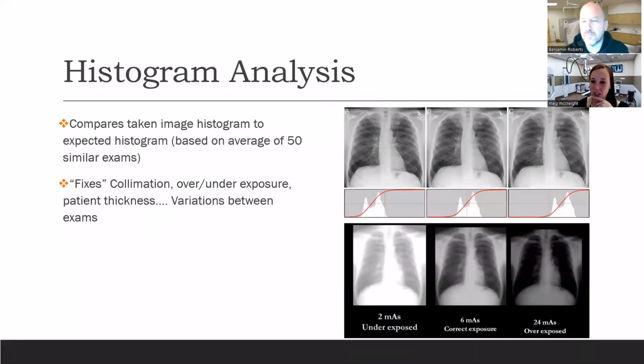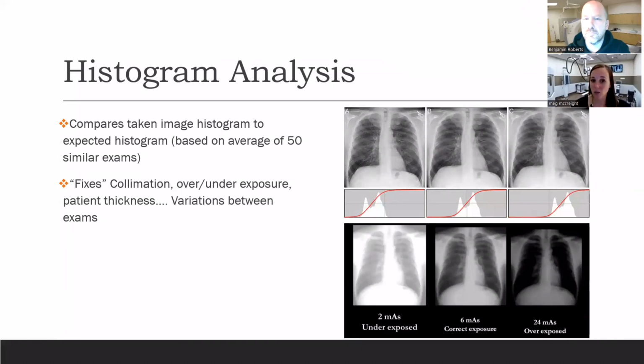Okay, so then what the computer does is it compares that histogram that you just took to an expected histogram. How it gets an expected histogram is basically it averages 50 of the most similar comparison exams that have been taken. Mind you, it's not like it takes 50 and uses those 50 for the rest of the tube's life. It'll continue to re-average the 50 more recent normal pictures and create an average histogram. So as your tube gets older, it's going to be compensating for that.